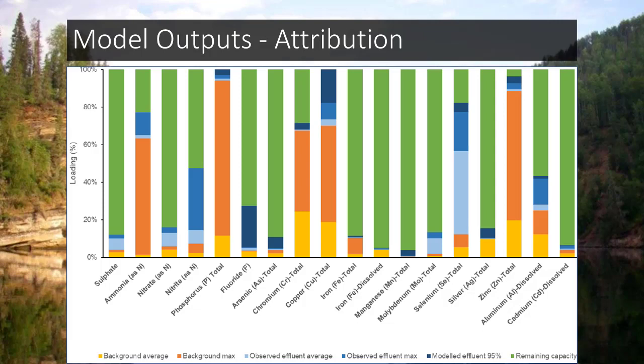And so we can use models to break apart what is driving this system. And as you can see, there's differences in different chemicals. So this is variability in the background for ammonia and phosphorus. Nitrite is coming from effluent. So that really helps us understand what can be mitigated, what should be mitigated, where do we focus our efforts.